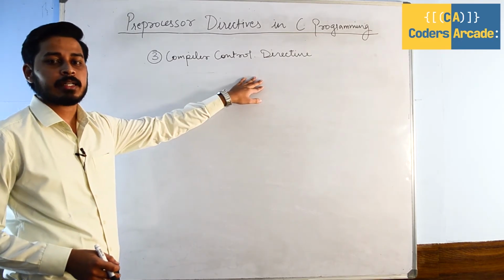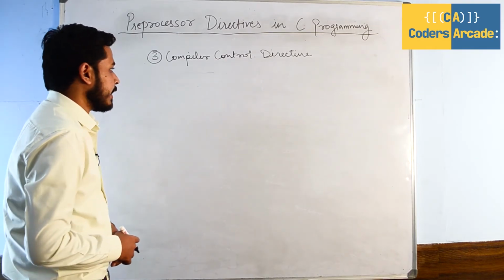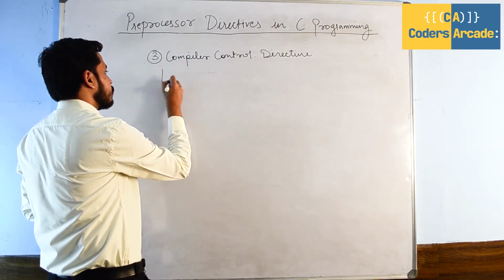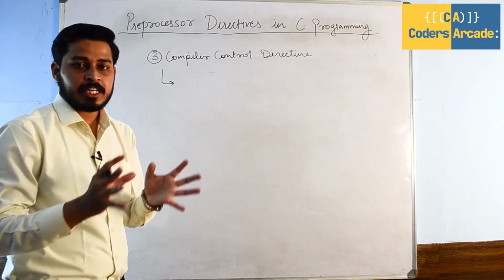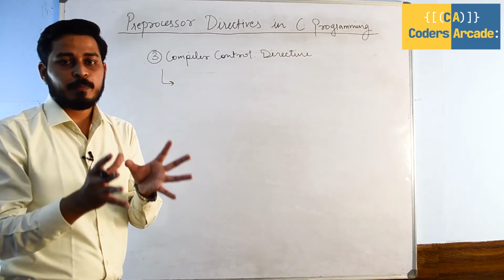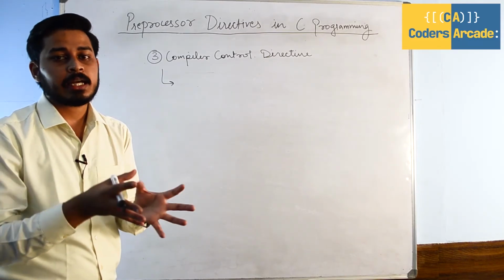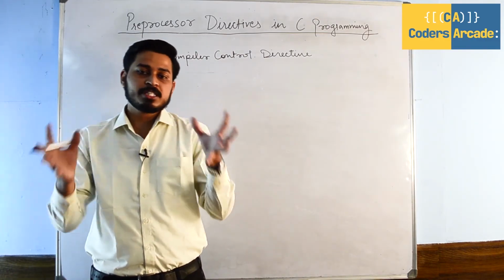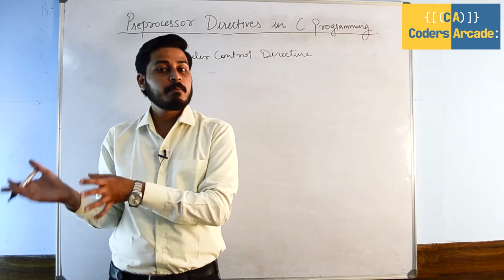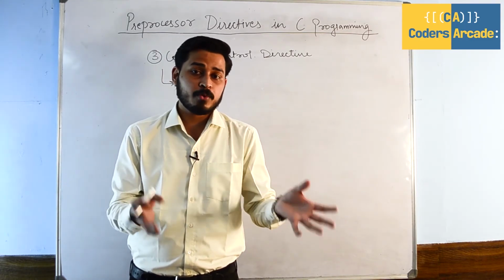This is the third type of preprocessor directive that we have in C. And what is this used for? Basically, compiler control directive is used to select some particular part of a program and then compile it. You can use this directive to compile some specific part of a program, or you can skip the compilation of some specific part of a program according to your requirement of the program.